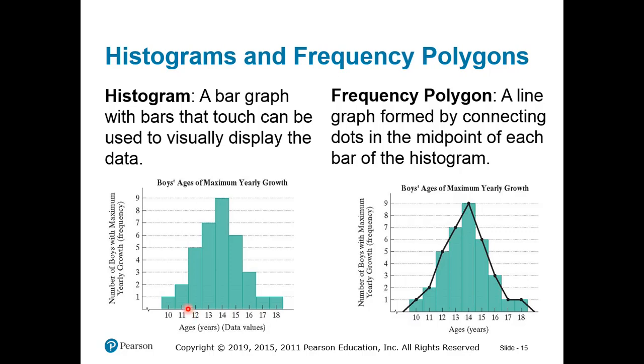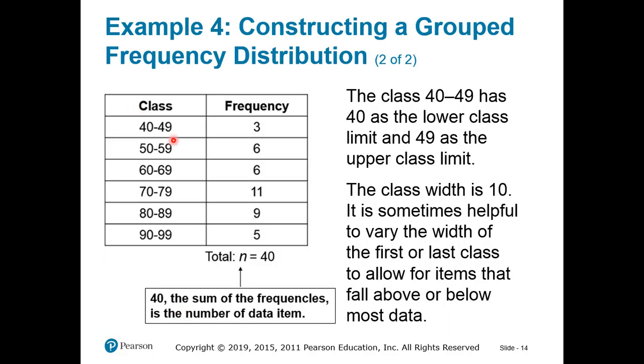Now in a grouped frequency distribution, you're going to use what's called class boundaries, and the class boundaries are basically the midpoint between the class limits. And so if we go back to this example, notice that there's a gap from 49 to 50. So in order to create a histogram, we would take these class limits and connect them by taking the midpoint, the halfway point between 49 and 50, which is 49 and a half.